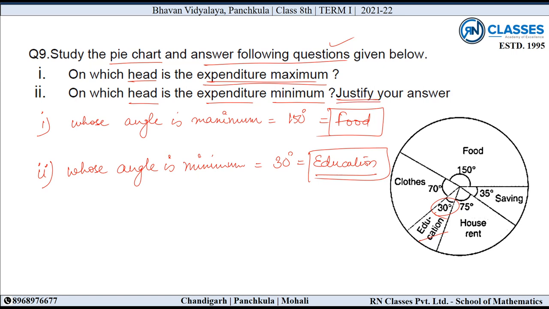How? You can justify by changing it into a fraction. Change it into a fraction. 30 by total, which is 360. 3 ones are 3, 3 twos are 6. So 1 by 12 is the fraction, which is the smallest fraction. You can find the others, right, if you want.